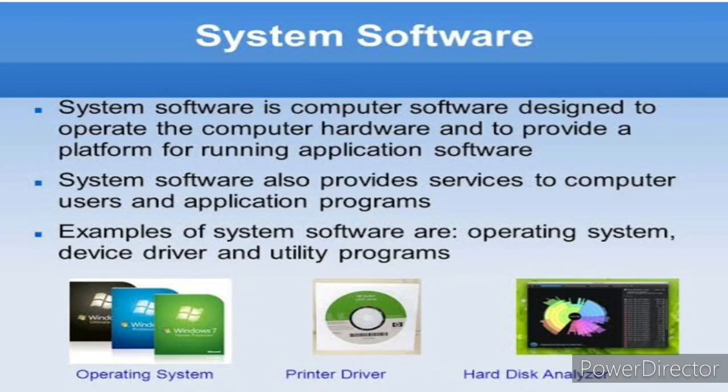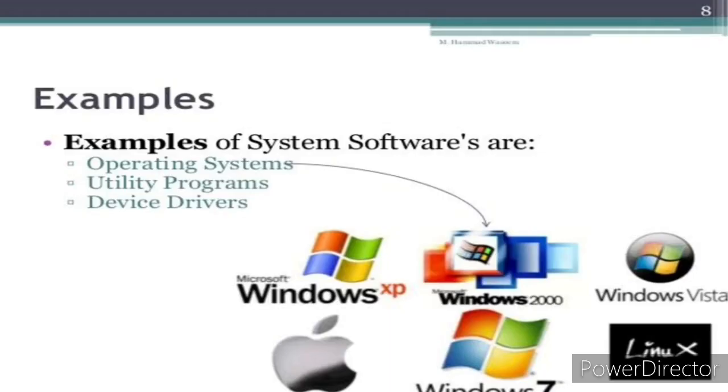Now let's take a look at the examples of system software. One of the examples of system software is the operating system, which is the most important component of the system software. And it is stored in the hard disk drive of the computer. The computer can only be ready for use if the operating system is booted from that drive.